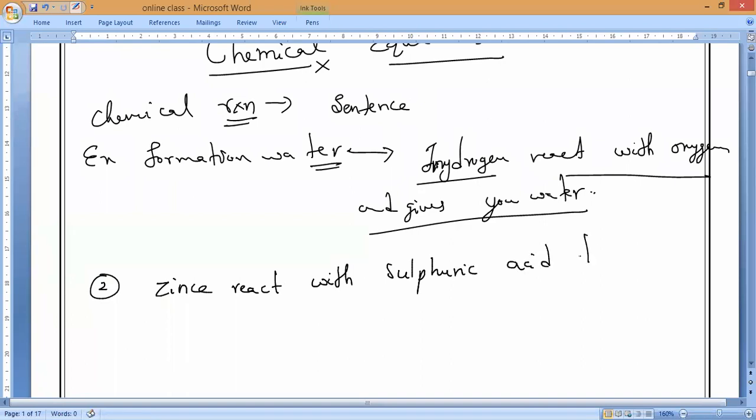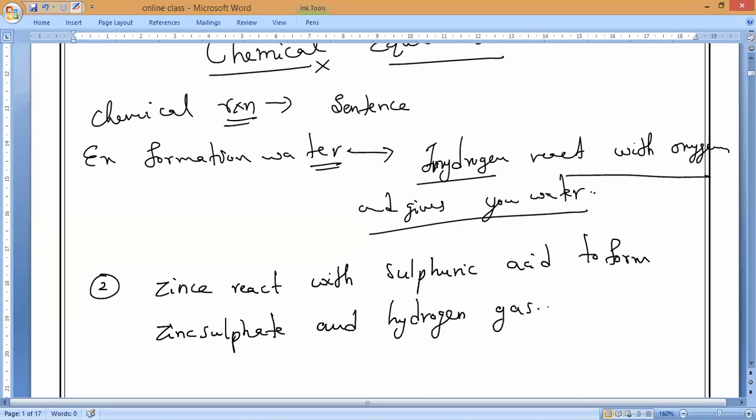Zinc reacts with sulfuric acid to form what? To form what, Pradosh? Zinc sulfate and hydrogen gas. You should not say plus, because we are writing a chemical reaction. Understand, Mukesh? We are not supposed to say plus, okay? But if we write it here, it is a very, very big sentence format we are writing.